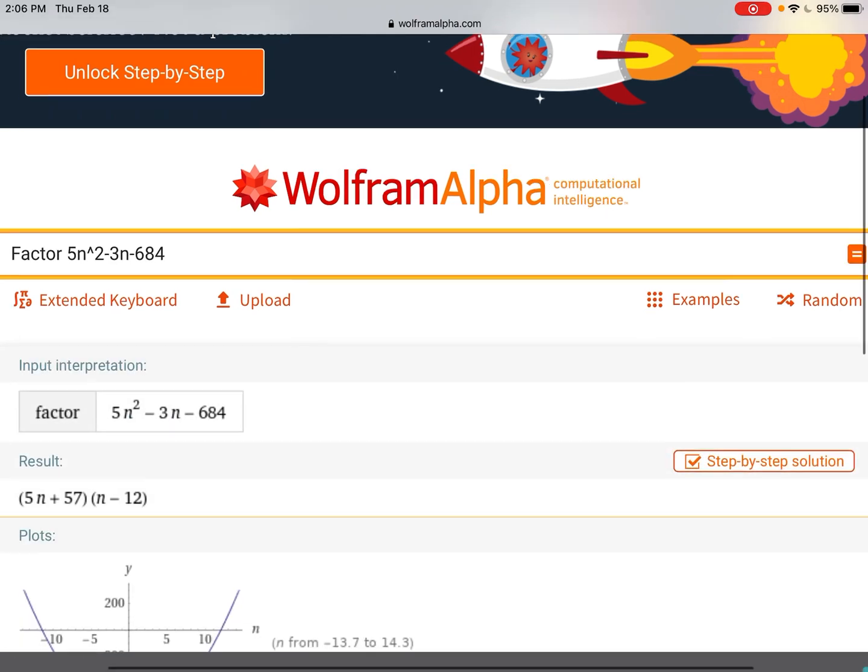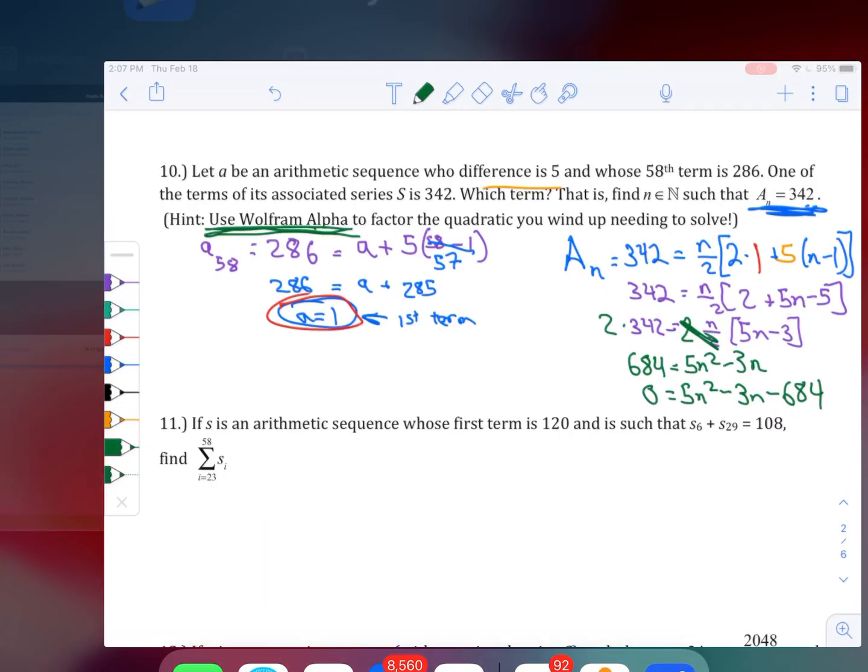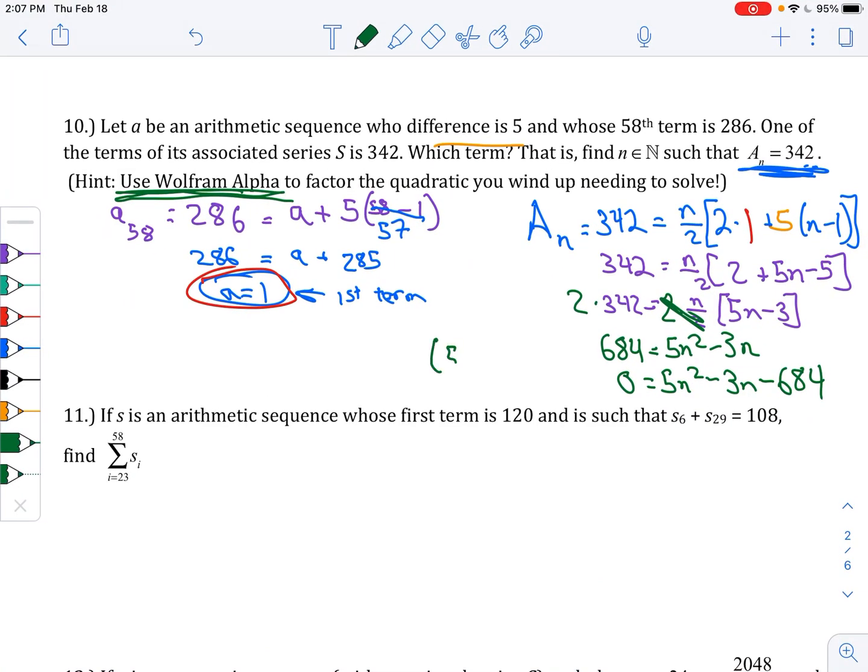But yeah, you hit the equal sign, and it thinks about it, and it says, okay, your result is 5n plus 57 times n minus 12. See those factors? It even gives you the graphs that are associated with them. Great. So I know this is 5n plus 57 times n minus 12 equals 0. And to solve this quadratic, it's going to be negative 57 fifths and 12.